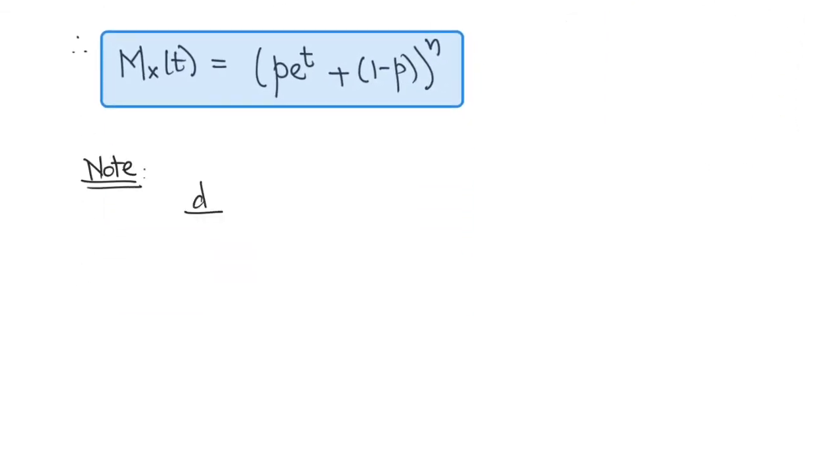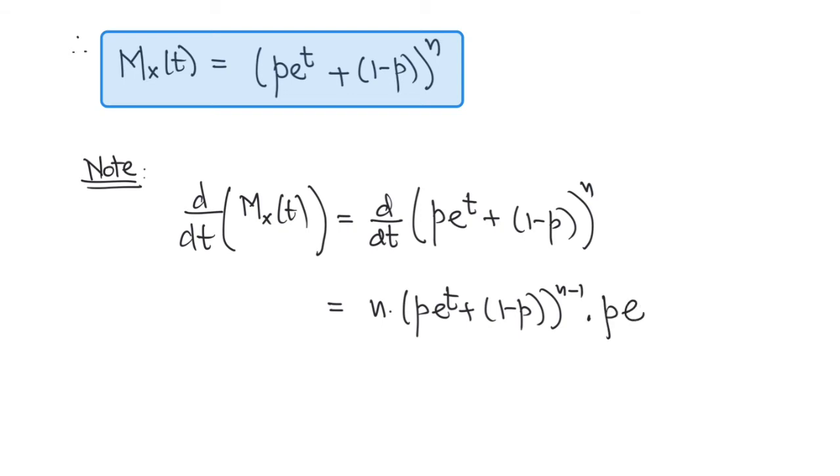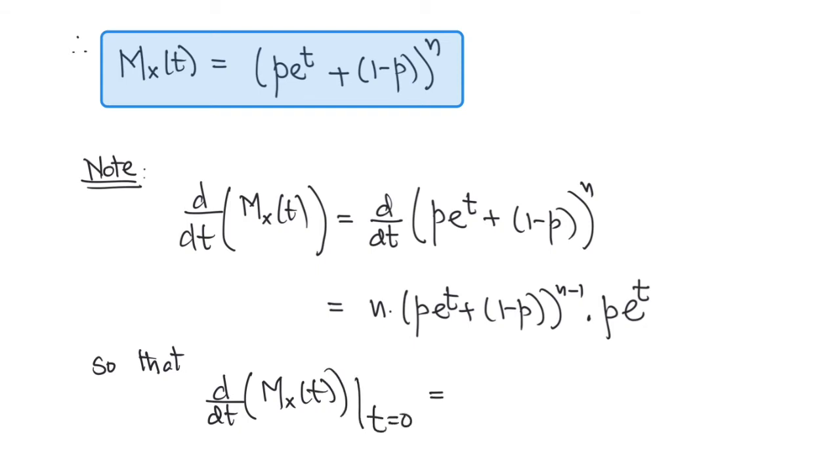In this setting, let us check that the expected values and the variances can actually be calculated using the formulas for the derivative of the moment generating function. As you can see here, the first derivative of the moment generating function evaluated at t equals 0 ends up equaling n times p, which is the expected value of the binomial random variable with parameters n and p.